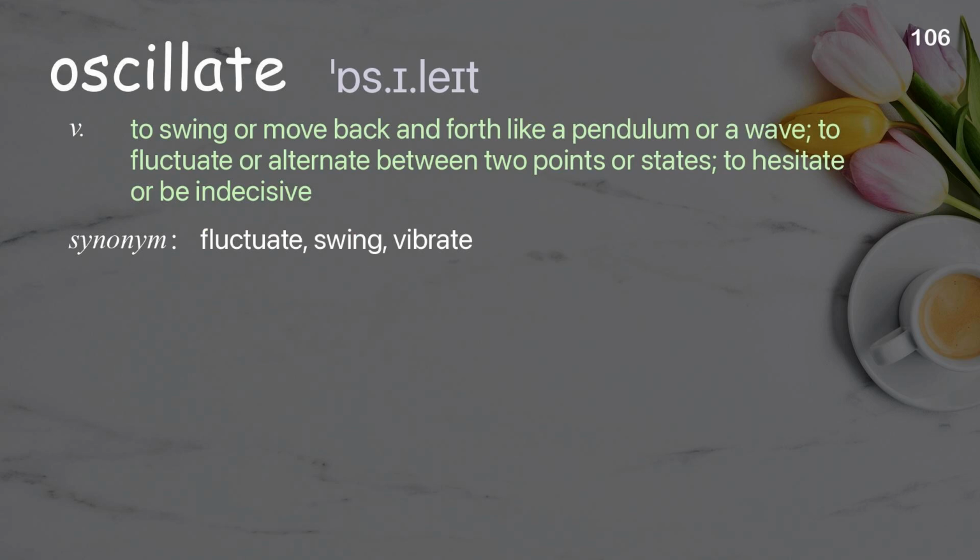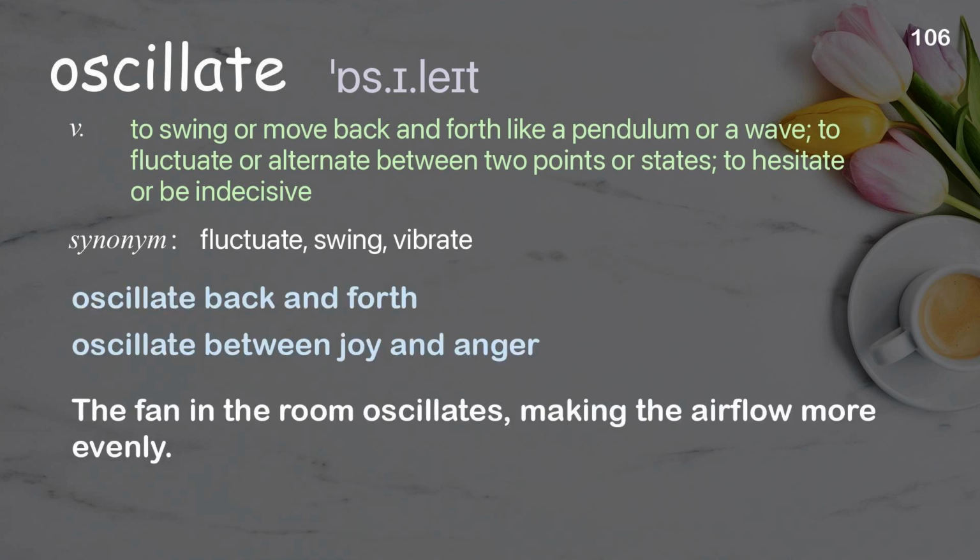Oscillate: to swing or move back and forth like a pendulum or a wave; to fluctuate or alternate between two points or states; to hesitate or be indecisive. Examples: oscillate back and forth, oscillate between joy and anger. The fan in the room oscillates, making the airflow more even.